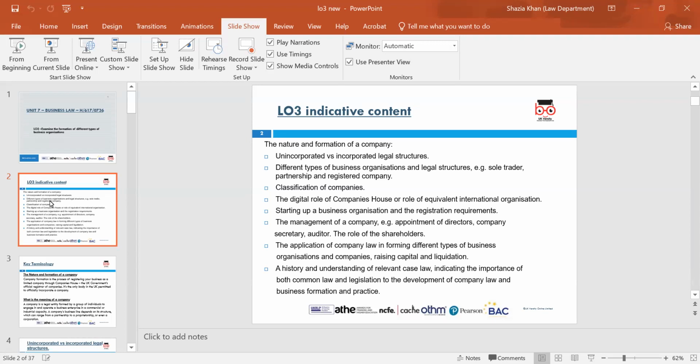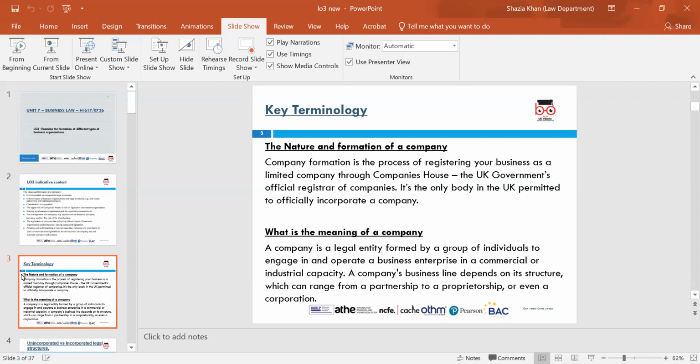A history and understanding of relevant case law indicating the importance of both common law and legislation in the development of company law and business formation. So the key terminology, firstly, we look at the nature and formation of a company. Company formation is the process of registering your business as a limited company through Companies House. The UK's government official registrar of companies. It's the only body in the UK permitted to officially incorporate a company.